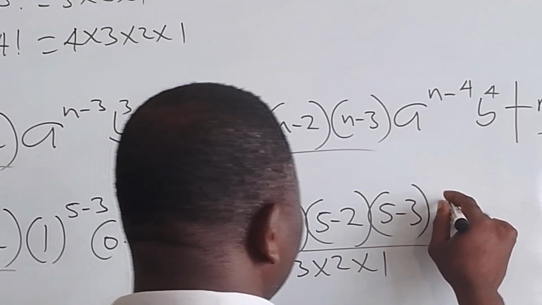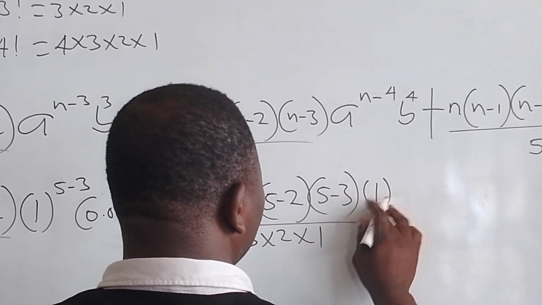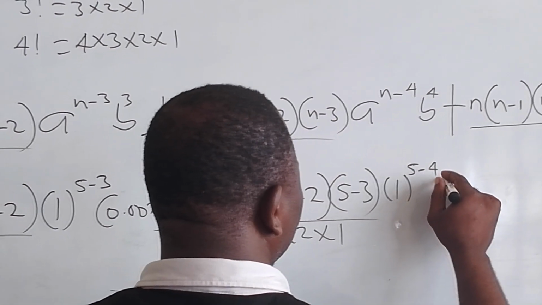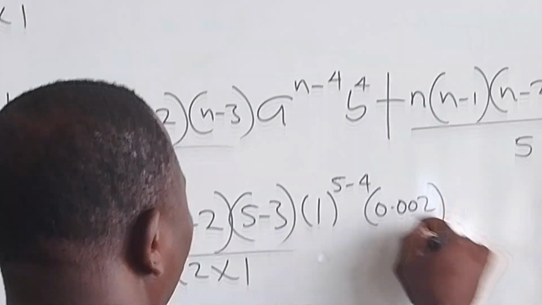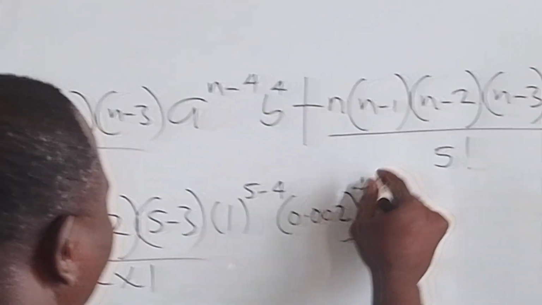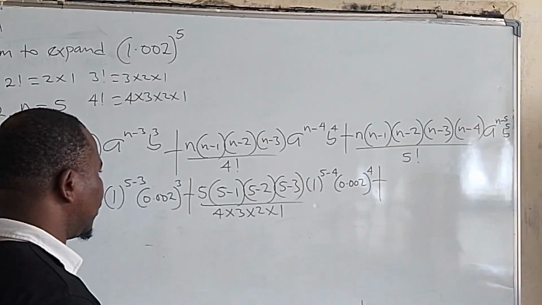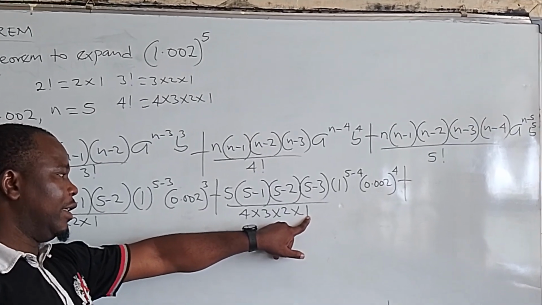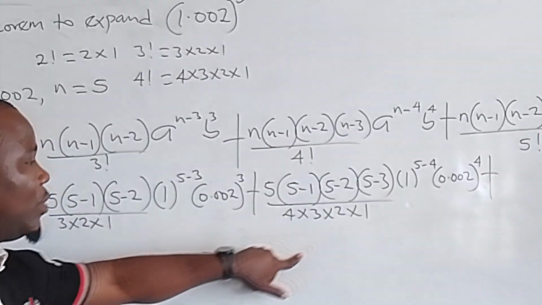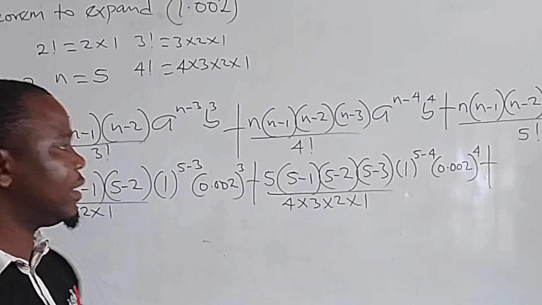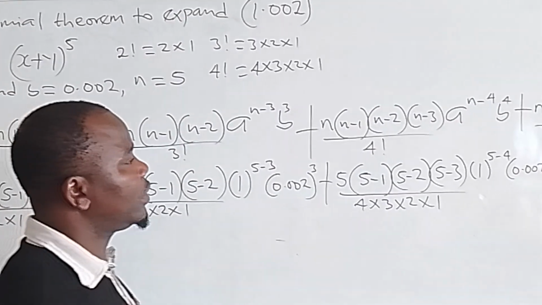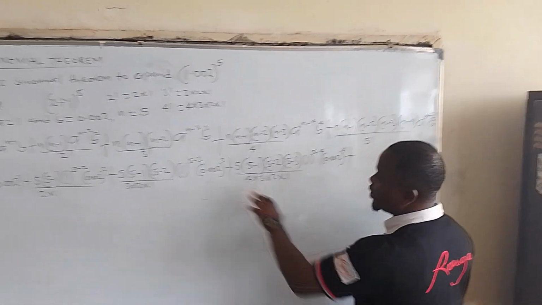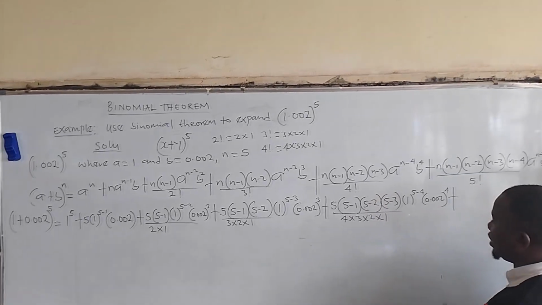And a is 1, raised to the n, which is 5 minus 4. And b is 0.002 raised to the power of 4. And plus, please don't forget the factorial here, because if you don't include it in your solving, you are not going to arrive at the right answer, rather it will give you a wrong answer. Please don't rush in solving this kind of problem. Just take your time to solve it, break it down, and it will help you.